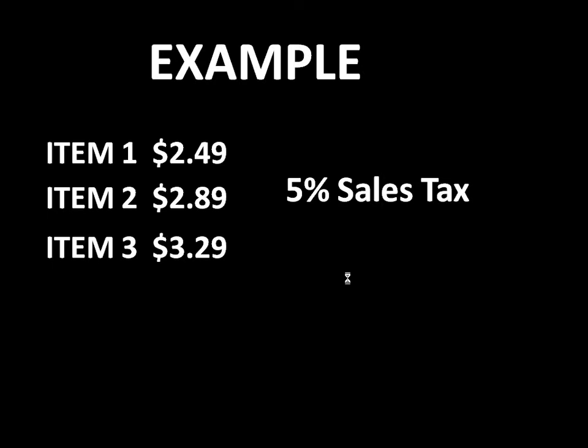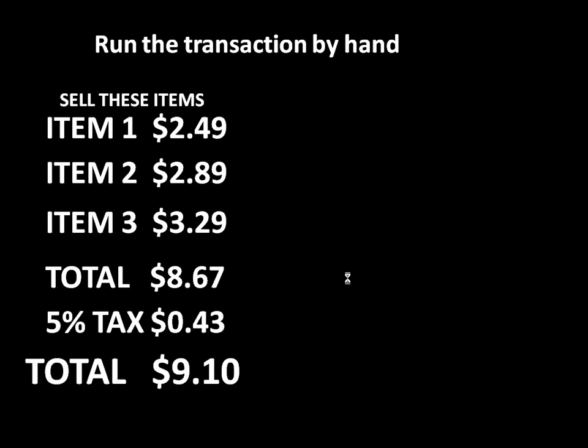I'm going to have an example with three items: one for $2.49, one $2.89, and one $3.29. And for my example, we're going to run a 5% sales tax. First of all, we'll run the transaction by hand. We're going to sell those three items, $2.49, $2.89, $3.29. That comes out to $8.67. I look at my handy dandy 5% tax table from the state. It says that's 43 cents. That gives me a total of $9.10.